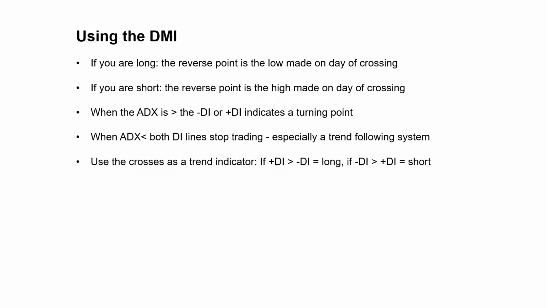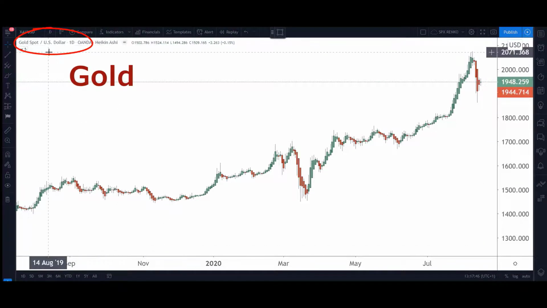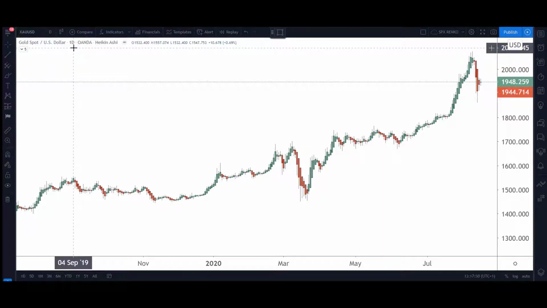And if you're long, the reverse point is the low made on the day of crossing. If you're short, the reverse point is the high made on the day of the crossing, and when the ADX is greater than minus DI or plus DI, it indicates a turning point, and when ADX is less than both DI lines, stop trading, get out. I want to show you on gold though what that looks like, and then how I develop the DMI further to be more effective for trading.